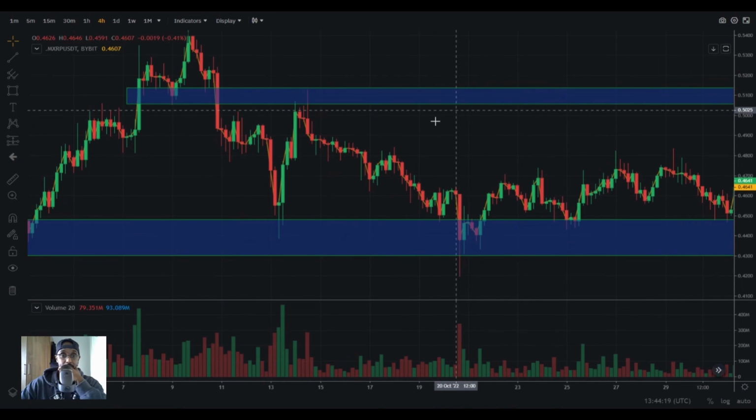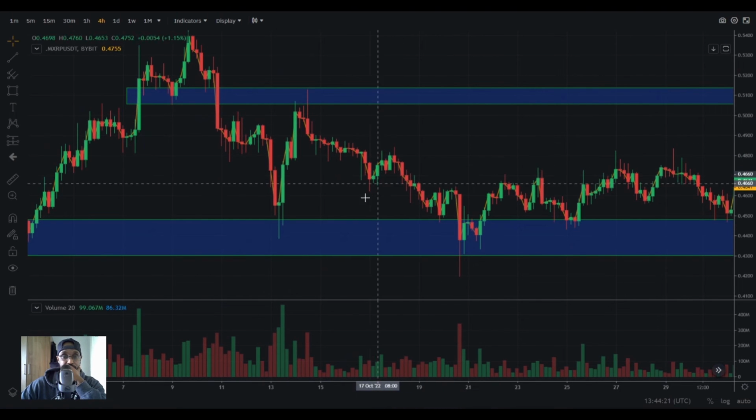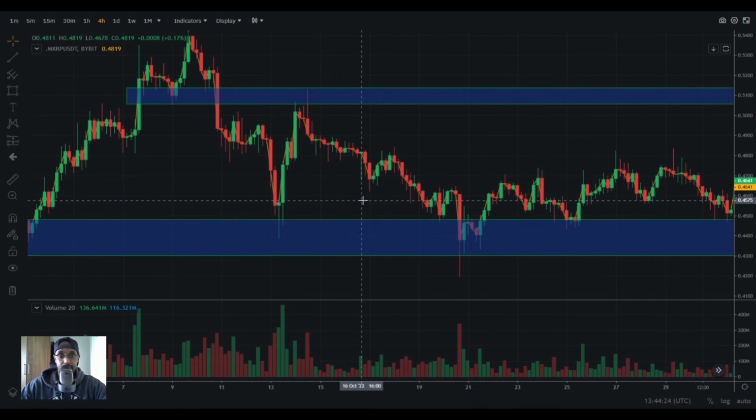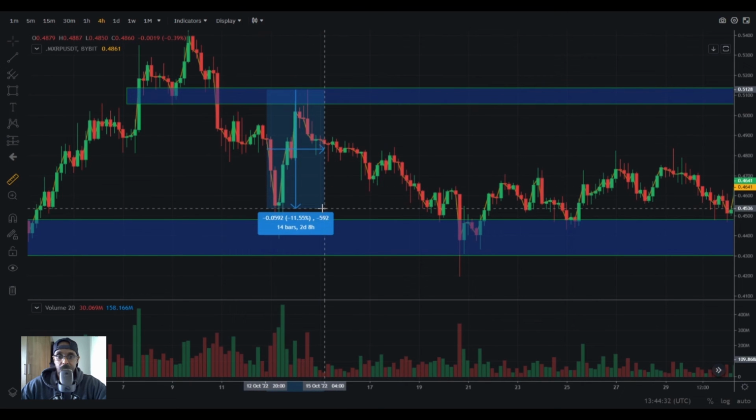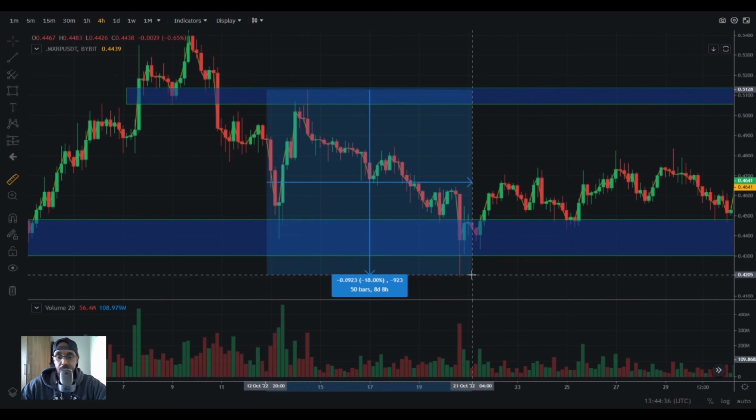Now this isn't a particularly bad trade. No, it's not a bad trade actually, because had you held on to this particular trade and you'd entered here to go down, yes, you would have made 11%. Here you would have made 17%.